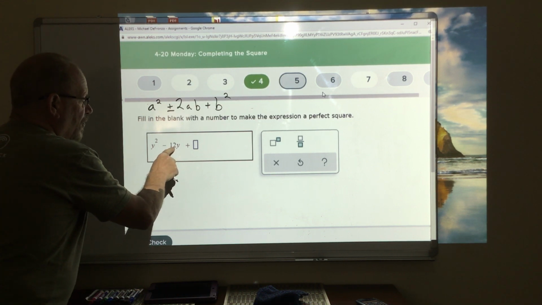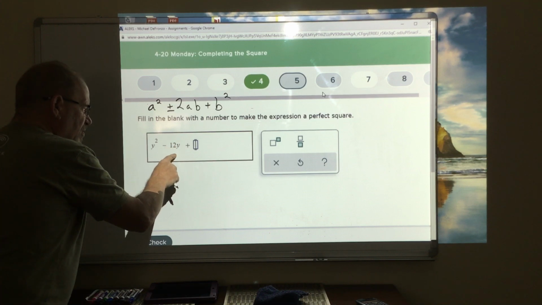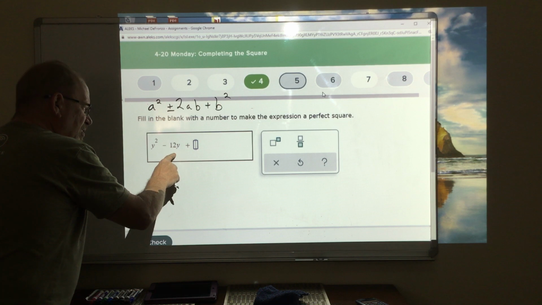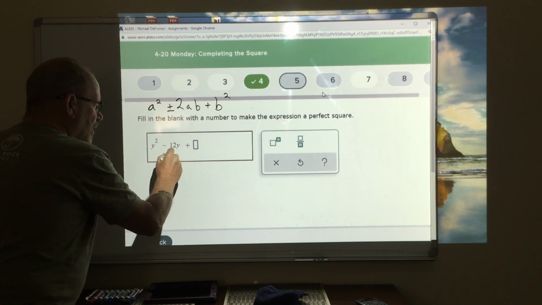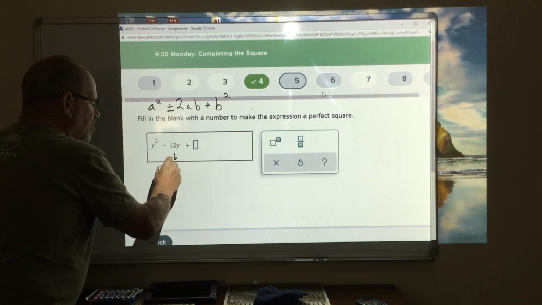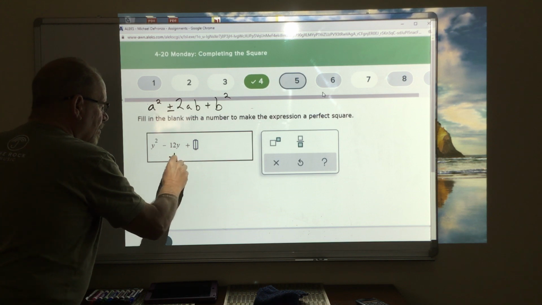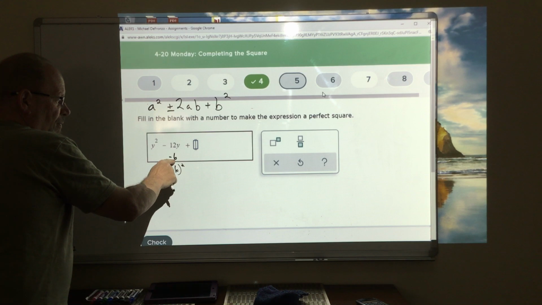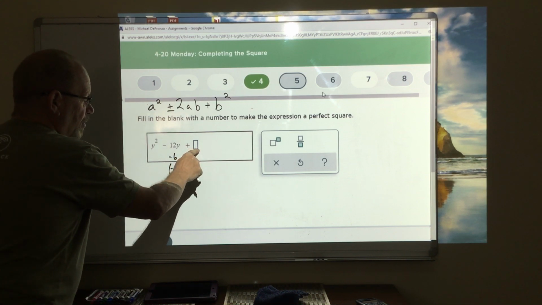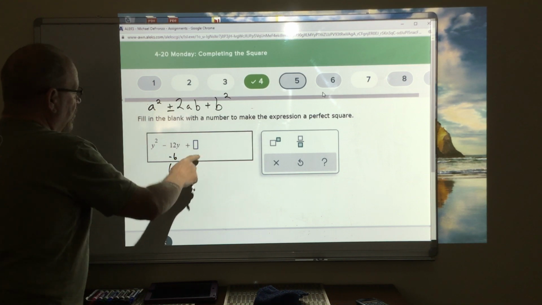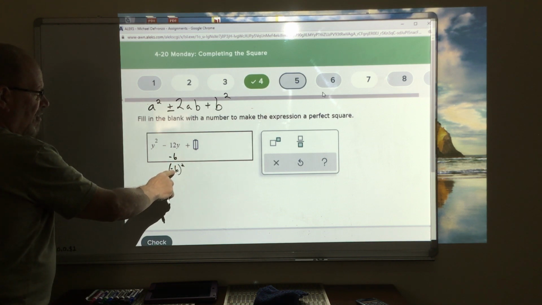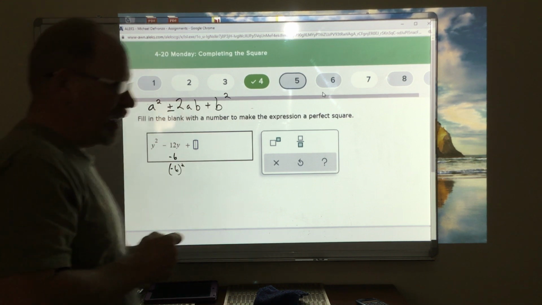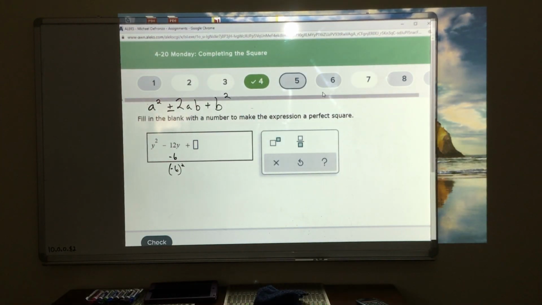So divide this in half. If this is 2 times b, and we're looking for b, divide this in half. You get negative 6. And then square it, because this is b squared. This is b. This is b squared. Negative 6 squared. Don't say negative 36, because negative times a negative is positive 36. So you're just going to put positive 36.